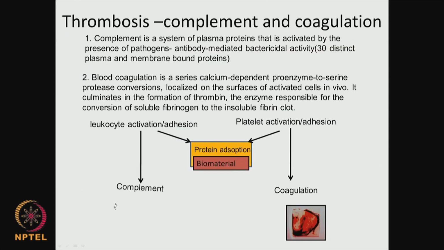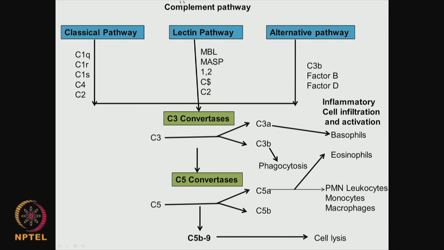Okay. I did talk about complement. These are a system of plasma proteins. They also get activated, and are involved in many antibody mediated bactericidal activities. So, we will look at that. In the complement pathway, there are again 3 pathways here: classical pathway, lectin pathway, and alternate pathway. Okay. And as I said, there are almost 30 distinct plasma or membrane bound proteins. They all get activated in different sequences of events, and they in turn activate eosinophils, basophils, monocytes, macrophages, so many things they can activate. Once they get activated, they can even kill the cells. So, this cell lysis also takes place. So, there are many different types of complements, and they end up killing cells, causing inflammation and cell infiltration.